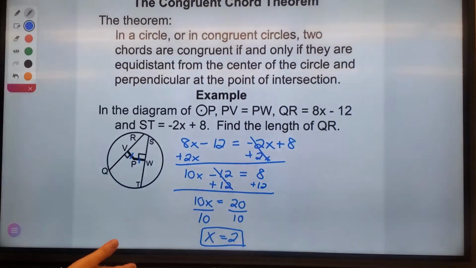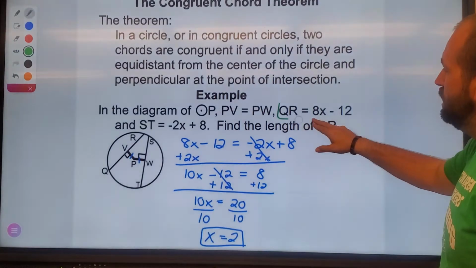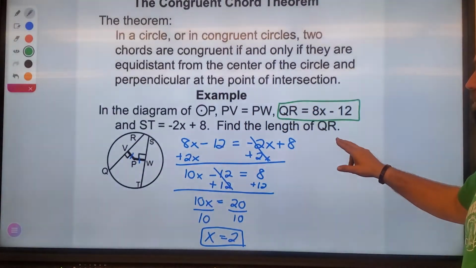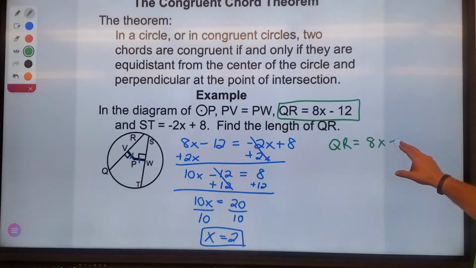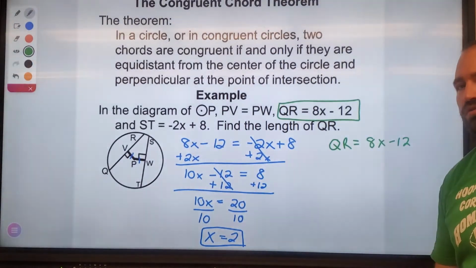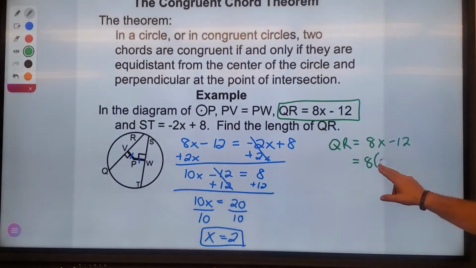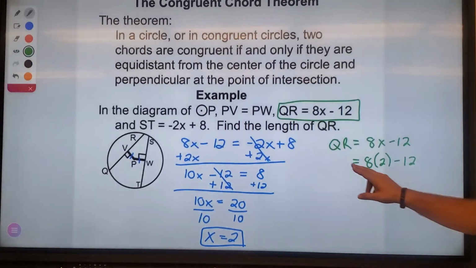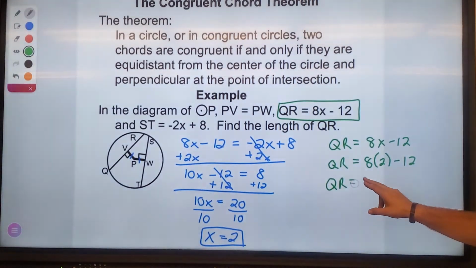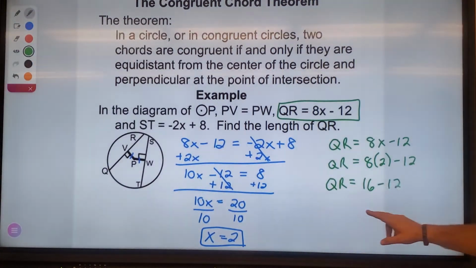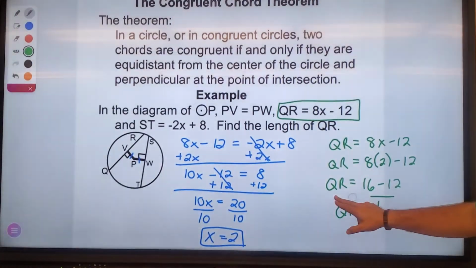So once I find the value of x, all I'm going to do is go back and find this expression here for QR, and I'm going to rewrite it. QR is equal to 8x minus 12, and we just indicated that the value of x is 2. So I'm going to plug that in: 8 times 2 minus 12. Then QR is equal to 16 minus 12, which means the value of QR is in fact 4.